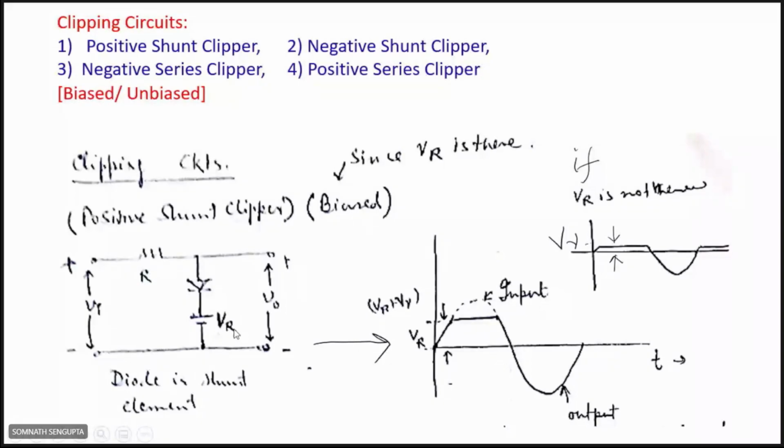So that defines at what level you want to clip the input signal. If you don't use it, then it will clip at the voltage level equal to the cut-in voltage. But if you use this reference voltage, it will define at what threshold reference voltage level it will be cut or clipped. So that is the reason why you choose VR. Okay, so then what is the operation?